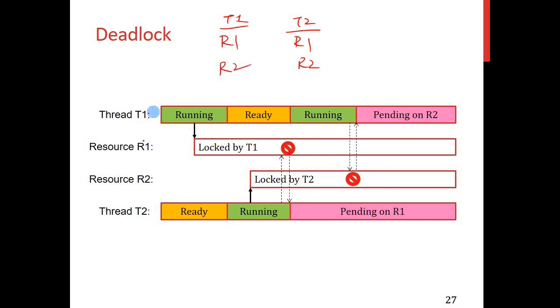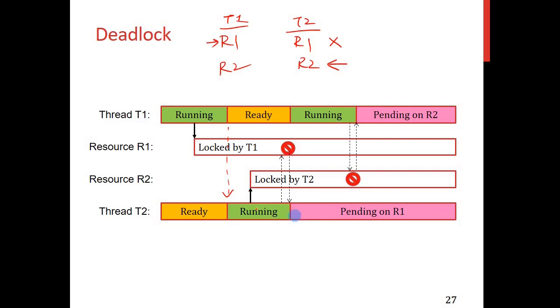What do you see here? You can see that in this timeline, T1 runs first, and while it is running, it acquires resource 1. After that, there is a context switch over to T2, and while T2 is running, it goes and acquires resource 2. After some time, it tries to acquire resource 1, but it's not able to, so it gets blocked.